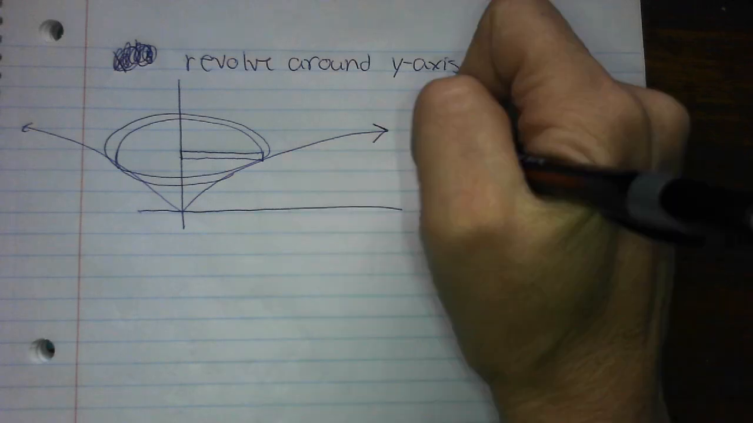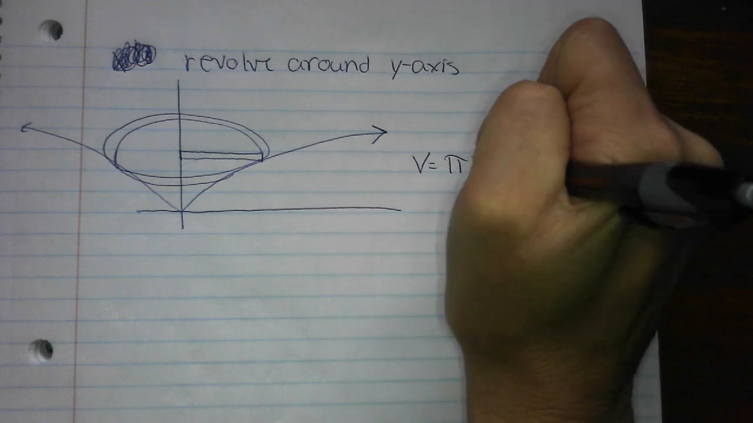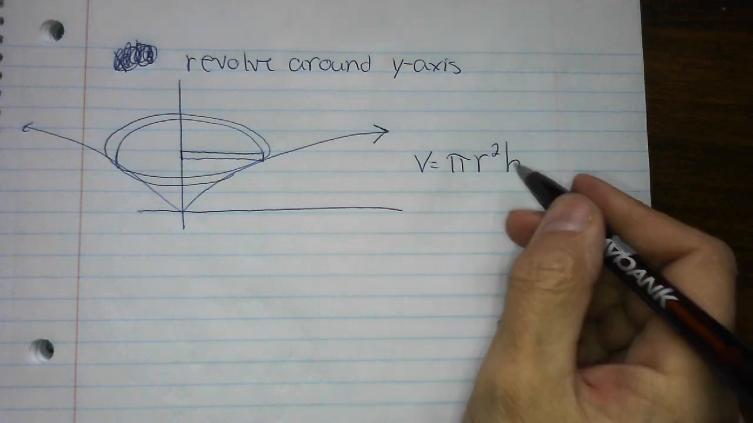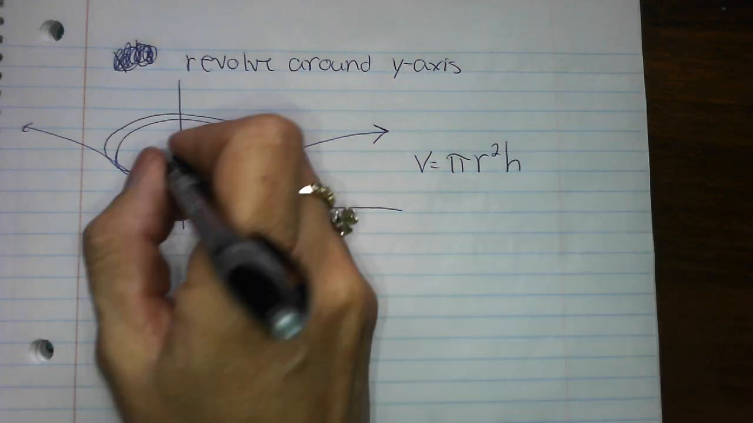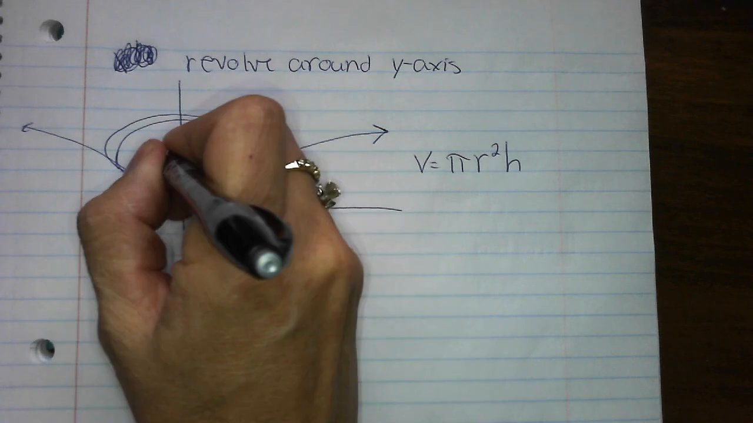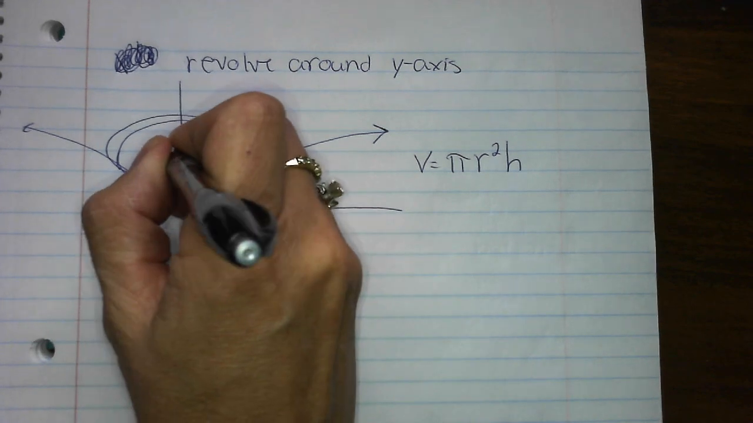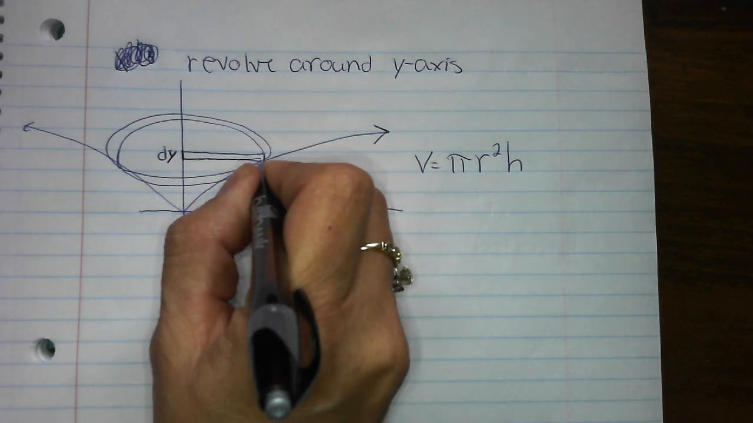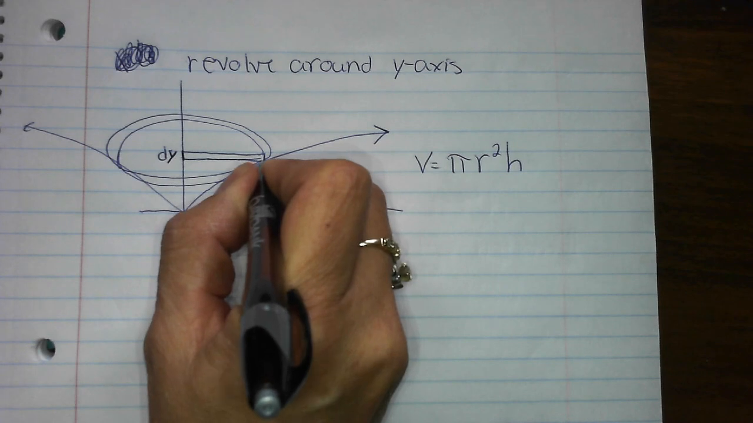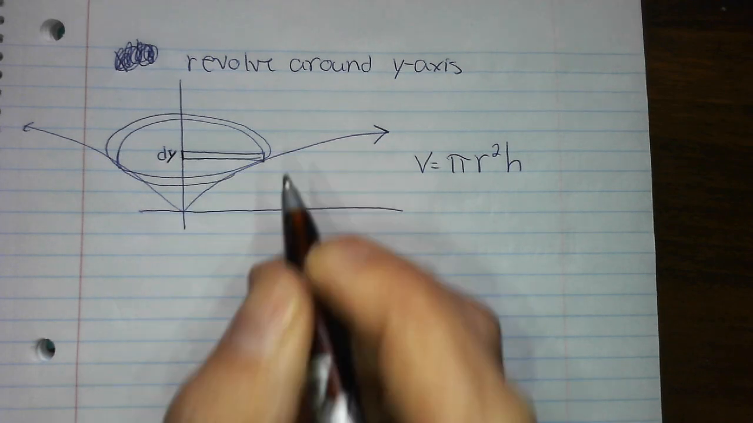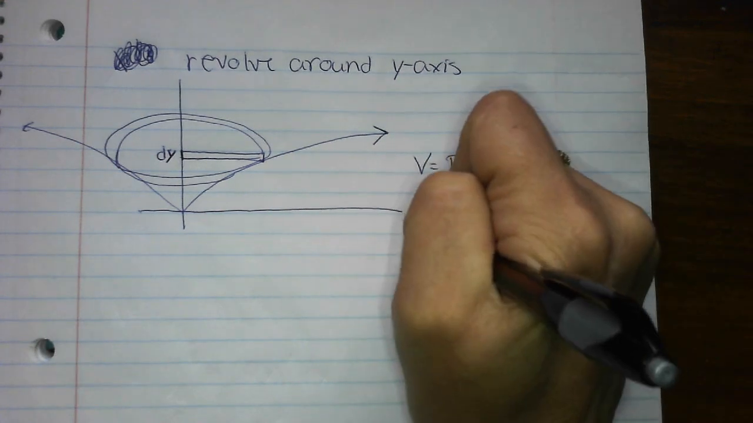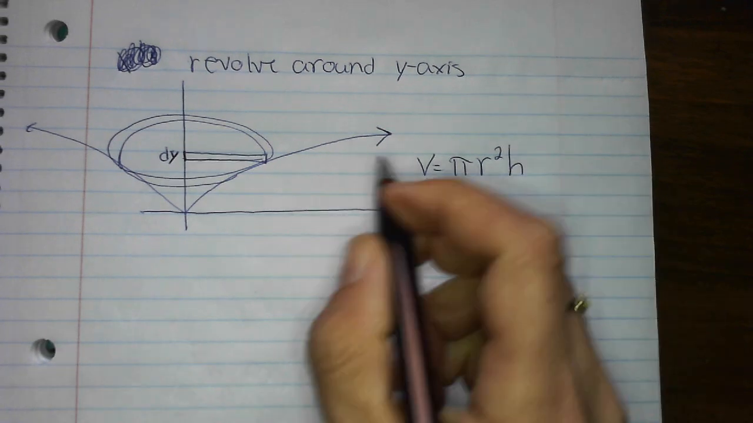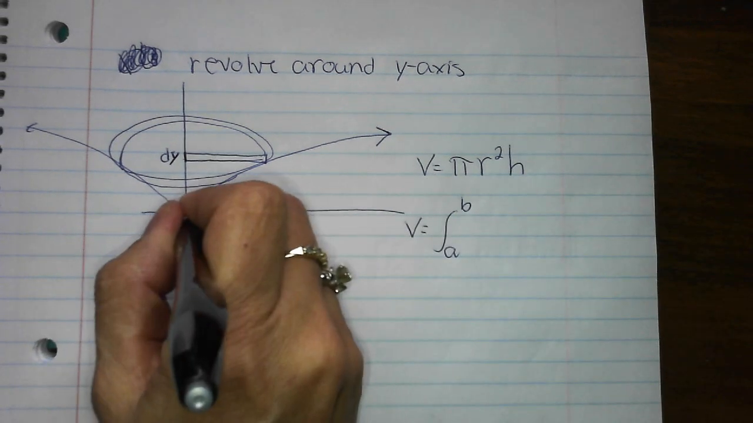Again, volume is still pi r squared h. The height of our rectangle being on the y-axis, that's a dy. So now our radius is still determined by the equation, but the equation has to be in terms of y, not x. So the volume, the general form going around the y-axis, you still need your boundaries, but your boundaries have to be y values.